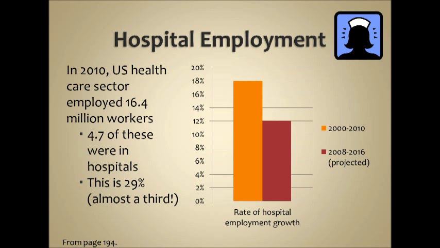So if you look at 2000 to 2010, which already happened, so we know what it is, whatever it was in 2000, however many people were employed, it was 18% higher in 2010. So in 2010, the U.S. healthcare sector employed 16.4 million workers. That's a lot of people. So 4.7 million of these were in the hospital, so it's 29%, which is almost a third.